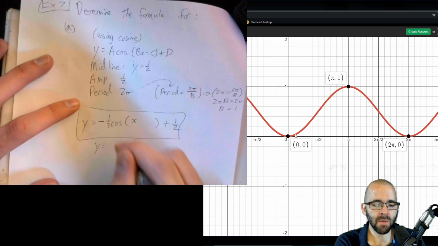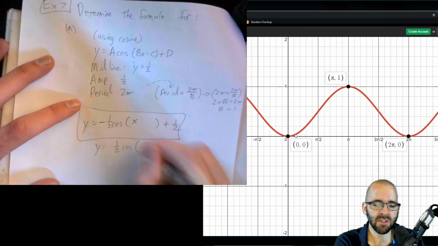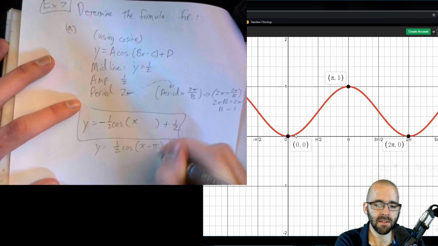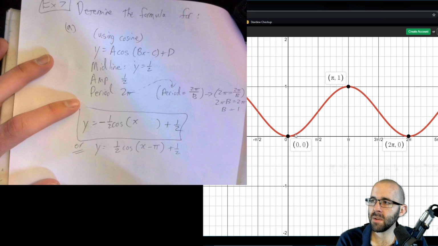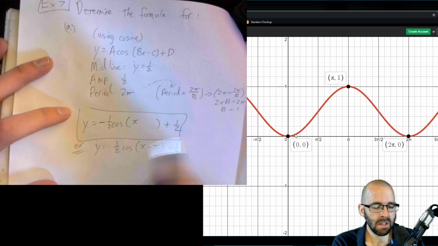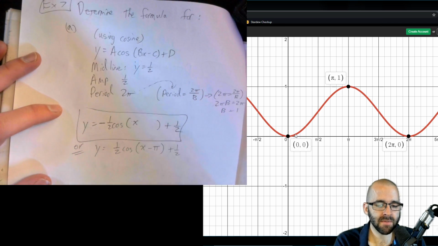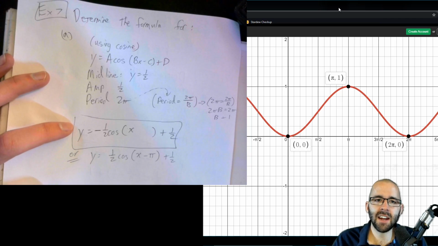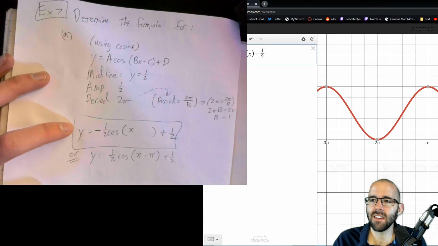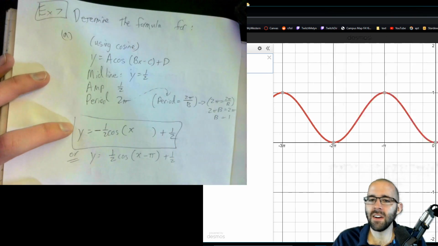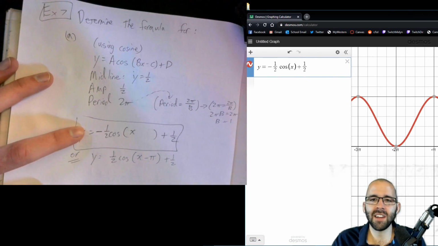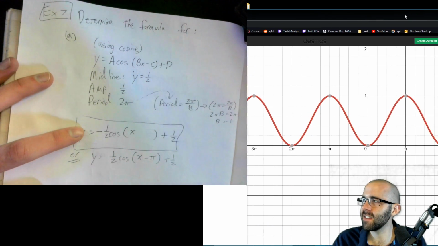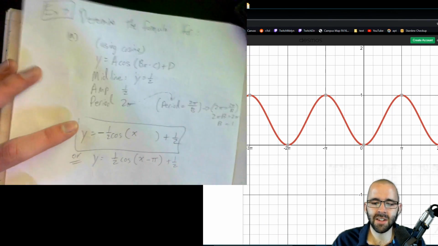But again, if we wanted to, we could keep a positive a and use a phase shift of pi. So again, there's infinitely many answers for this sort of problem. All right, and you can choose whichever answer makes the most sense to you. And let's hope that this is actually what I had. Oh, negative 1/2 cosine of x plus 1/2. Great. So we got the right answer. Let's do the next one.